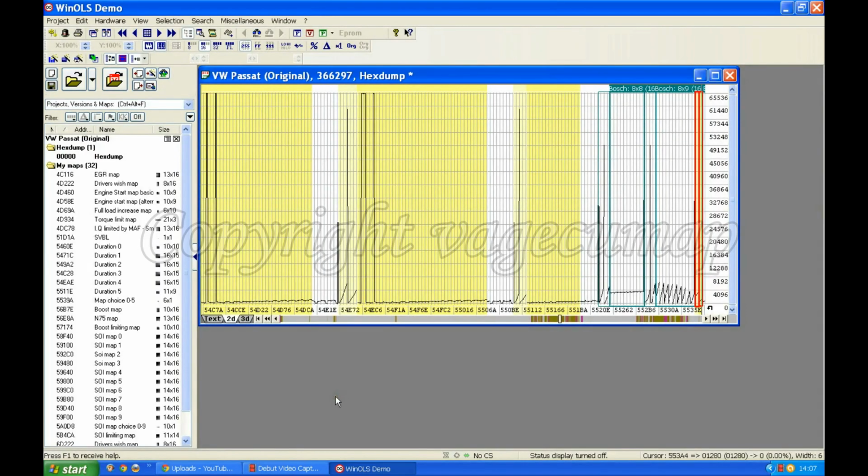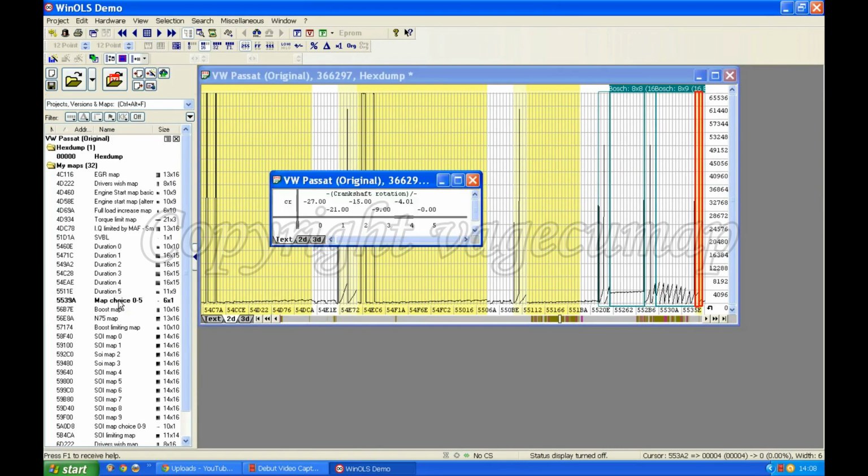Right, okay, what I'm going to do, I think this is probably going to be the last in this series. I'm just going to look at the duration maps and how they appear to function and what they're doing. Before we look at those, just going to look at the map choice for duration when I can get it to stay on the screen. Right, okay, here we go.